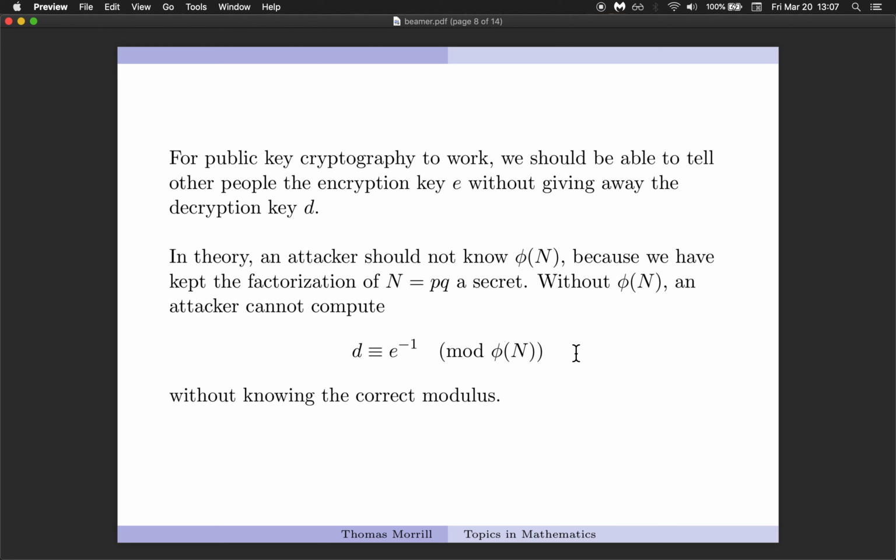So we will be long dead before an attacker can break our secrets, and we don't care as much about people breaking our secrets millions of years in the future. It's just not practical. So an important part of this system is that we do keep the factorization secret, and we do keep the phi of n secret, so that people we don't want to read our messages cannot calculate the decryption key, even if they know how to encrypt for our system.